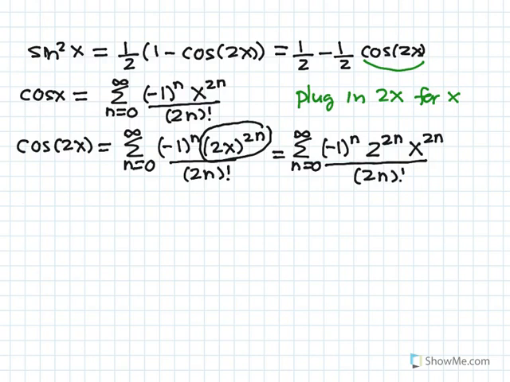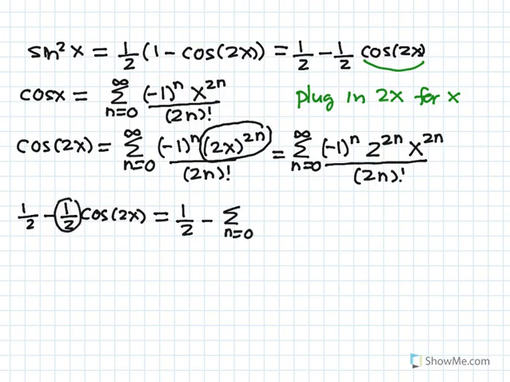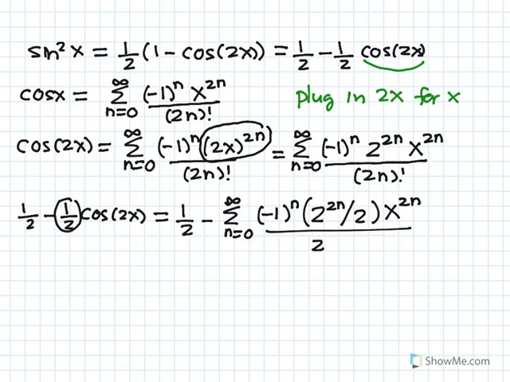Now let's apply the trig identity. We have 1/2 minus 1/2 cos of 2x, and this is equal to sin^2 x, for which we would like to find its Maclaurin series. So this is equal to 1/2. I'll leave the minus outside, but multiply this 1/2 through. Summation n equals 0 to infinity of (-1)^n, 2^(2n) divided by 2, times x^(2n), divided by (2n)!.